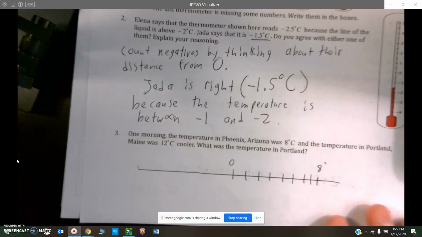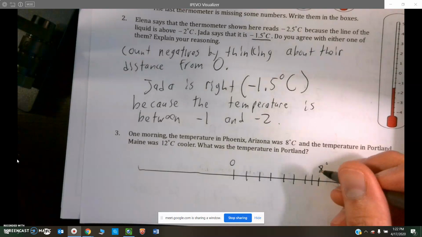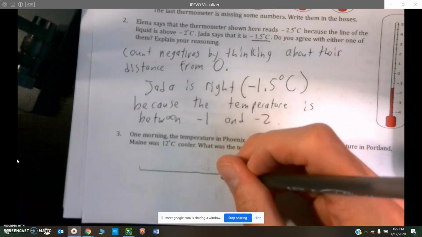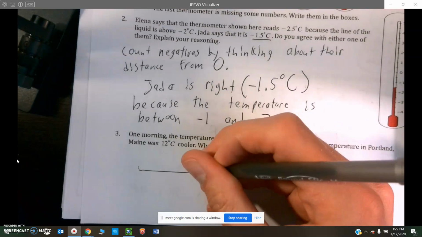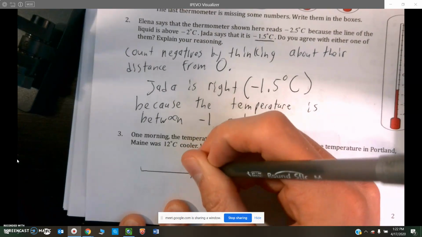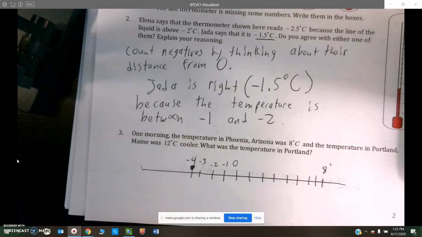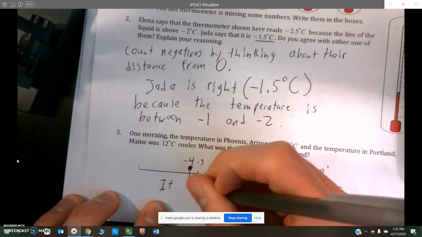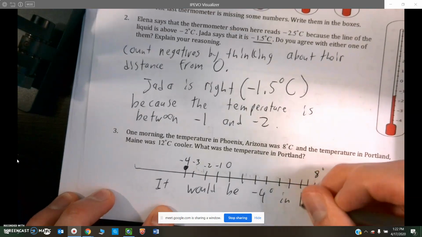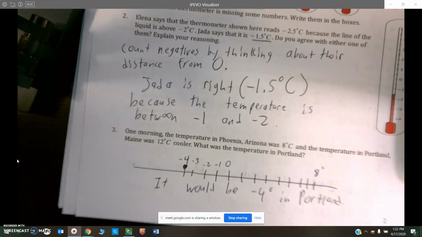All right, so here's a good way of visualizing it. So here's my 8 degrees, and it was 12 degrees cooler. So 1, 2, 3, 4, 5, 6, 7, 8, 9, 10, 11, 12. And this is -1, -2, -3, -4. So -4 is 12 steps down from 8. So it would be -4 degrees in Portland.